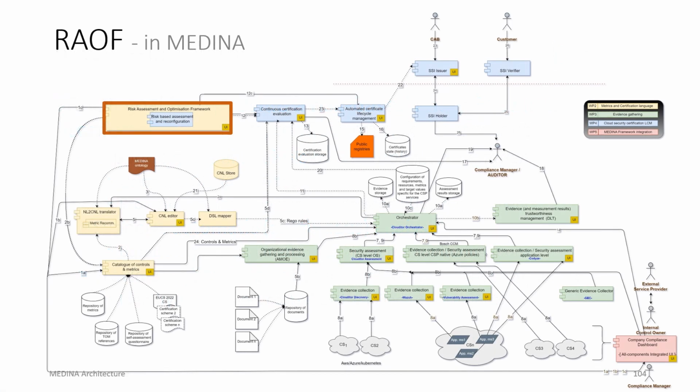This diagram shows RAOF in MEDINA. The continuous certification evaluation component collects and sends all the evidences to the RAOF. The RAOF conducts the risk-based nonconformity assessment, whose result is sent to the Certificate Lifecycle Manager, where the decision about the state of the certificate is made. Another input connection is with the catalog, which sends the user answers of the questionnaire.